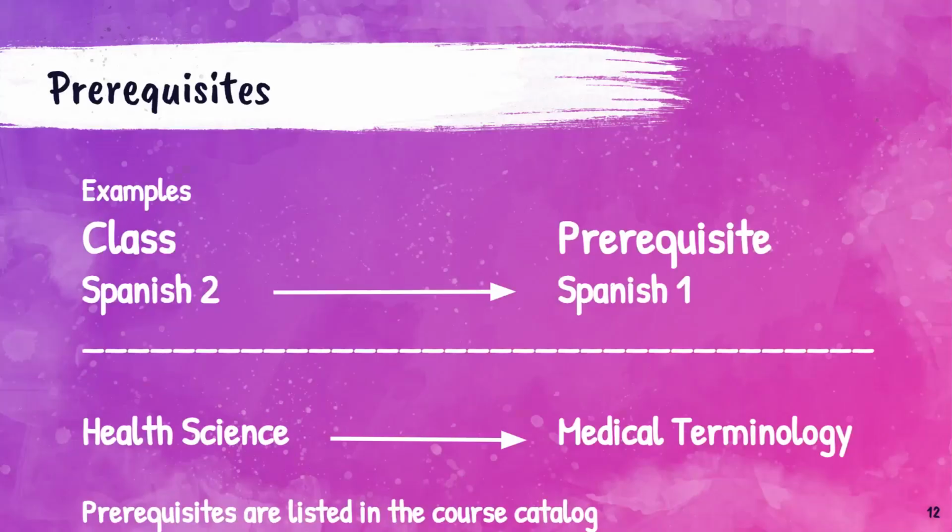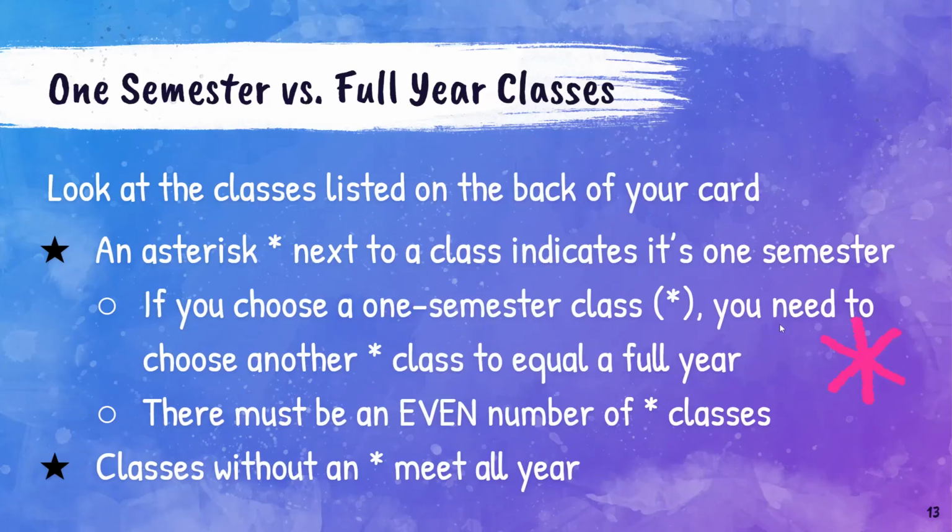All right, so prerequisites. As a reminder, a prerequisite is a class you have to take first before you're allowed to take the class you want to take. So a student that wants to take Spanish 2 has to make sure that they've already taken Spanish 1. A student that wants to take health science will have to have taken MedTerm. Again, you can see these in the course catalog listed under each course that you may be looking at taking.